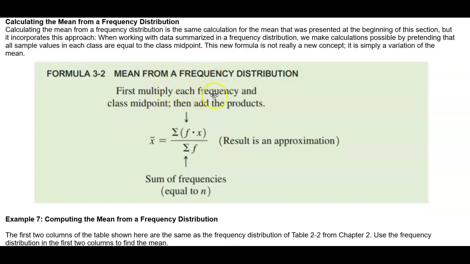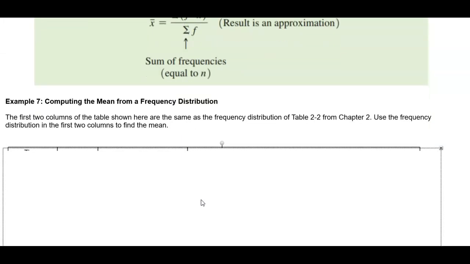We first multiply each frequency and class midpoint, and then we add the products, which is what you see in the numerator. So the sample mean is going to be the sum of each frequency multiplied by the class midpoint, added together, and then you're going to divide it by the sum of the frequencies, which is equal to n. So let's take a look at an example here.